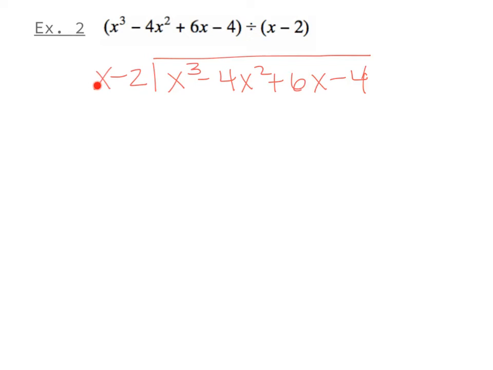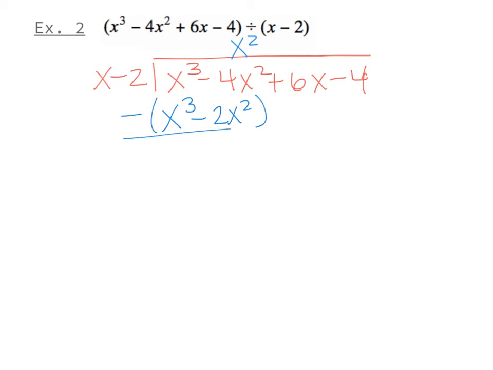So I have x. How many x's do I need? It can become an x cubed, x squared, and it goes above the x squared. So x squared times x goes here, x squared times negative 2 goes here. So I have x squared times x is x cubed, and x squared times negative 2 is negative 2x squared.